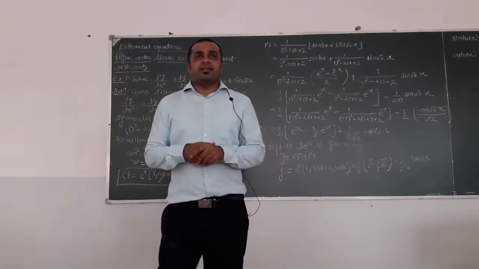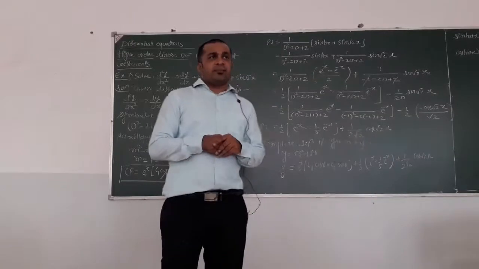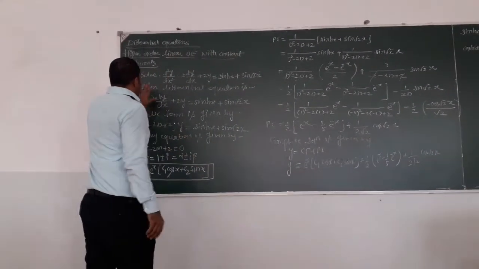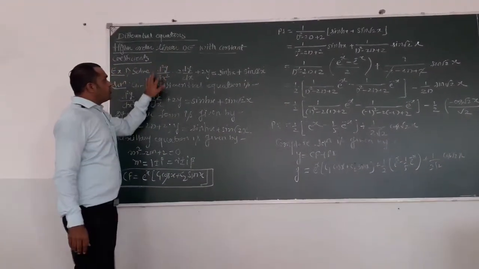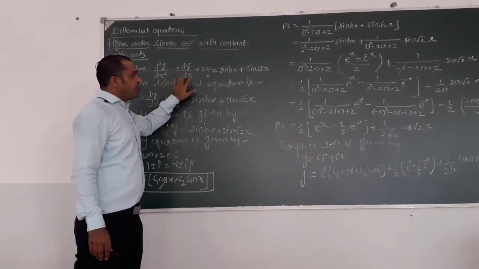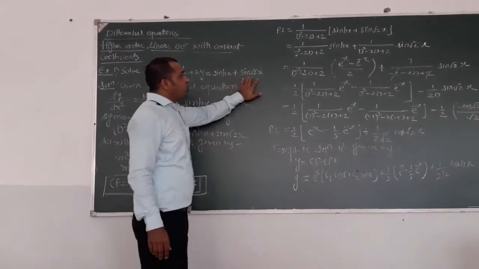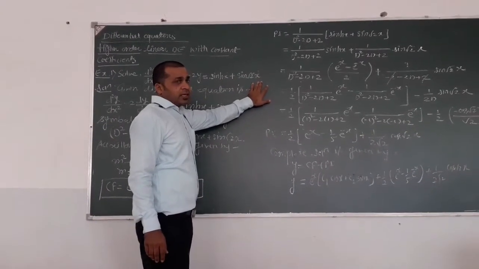Okay, today we are seeing the higher order linear differential equation with constant coefficient. So an example is here of that. Solve d square y by dx square minus 2 times dy by dx plus 2y equals to sinh x plus sine root 2x. Okay, here there are two functions.